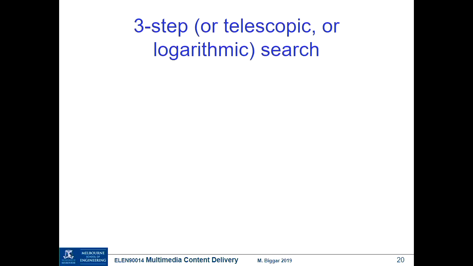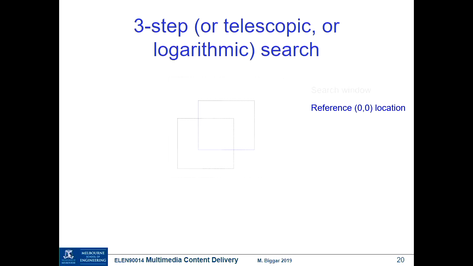and so commonly we look for ways of accelerating it, and one way is a technique that has various names: 3-step or telescopic or logarithmic search. And the basis of this one is that we don't exhaustively search every possibility, but rather we assume that the difference measure will change only gradually across the image. So we try selectively. So we look at 9 possible matches.